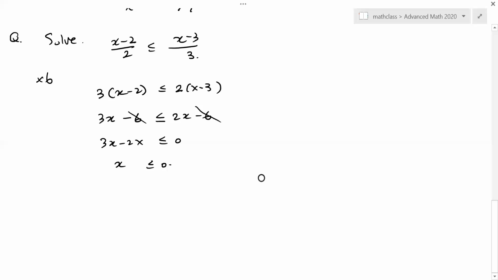Okay. All right, now here's another one. Solve x plus 2 divided by 2 minus x minus 4 divided by 5 greater than 1. Okay, so please work on this problem. Then we are going to discuss another type of problems.